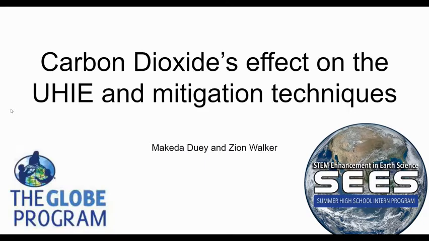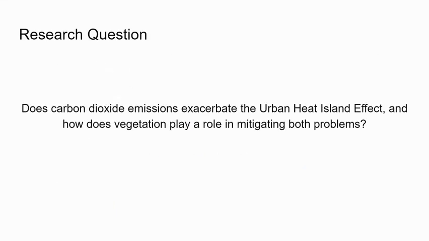We were participants of the NASA SEAS internship, and we were in the Urban Heat Island group. For our research project, we decided to study carbon dioxide's effect on the urban heat island effect and mitigation techniques. So we wanted to ask the question, does carbon dioxide emissions exacerbate the urban heat island effect? And how does vegetation play a role in mitigating both problems?